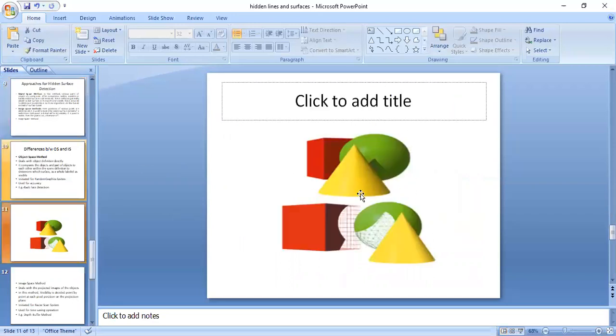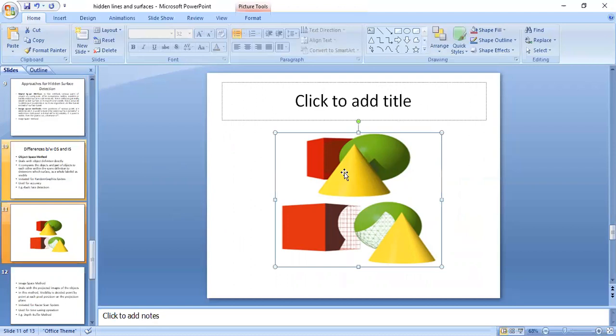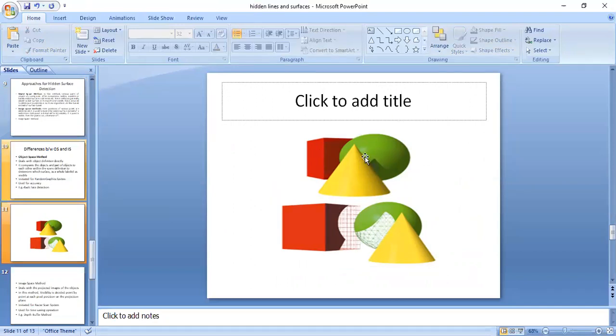Look at this scene. There are three objects: this triangle, this sphere, and this cube. These have been designed in a model coordinate system. They have their own coordinate system. While we talk about object space method, the first thing is we deal with a physical coordinate system, like our actual XYZ coordinate system.